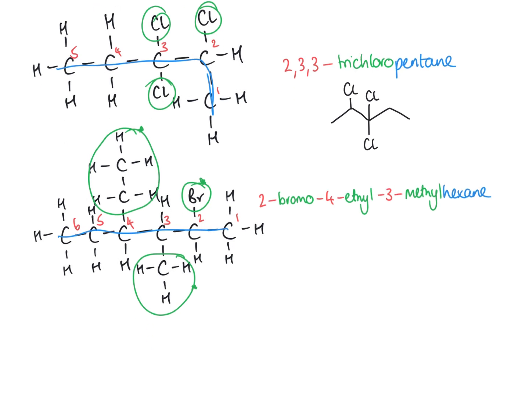Let's have a look at this last one. Lots going on here. So hexane, 1, 2, 3, 4, 5, 6. And then on carbon number 2, you've got a bromo group. Carbon number 4, you've got an ethyl group, so that's up and across. Remember, 2 carbon atoms we're adding there, and then 3 methyl. So that would be that last one there.